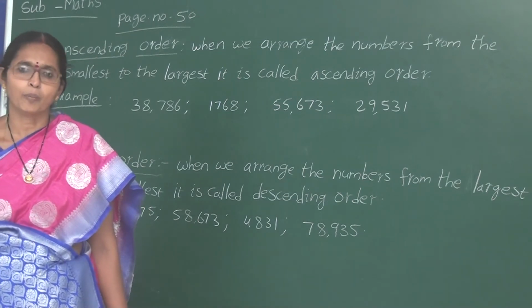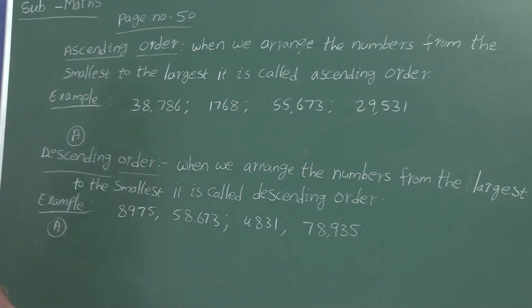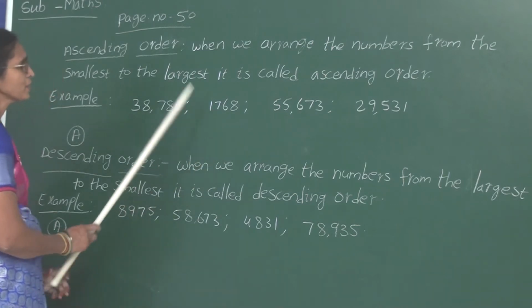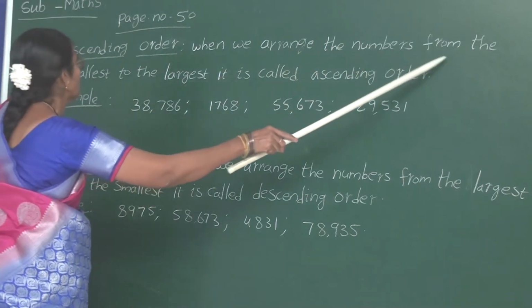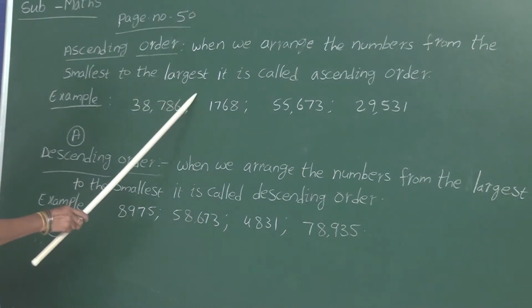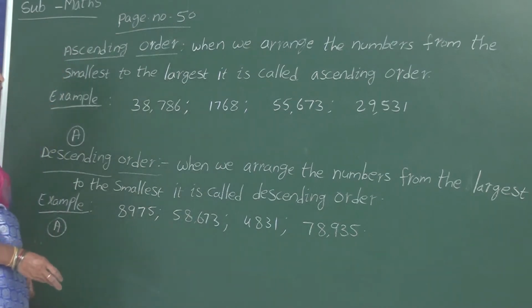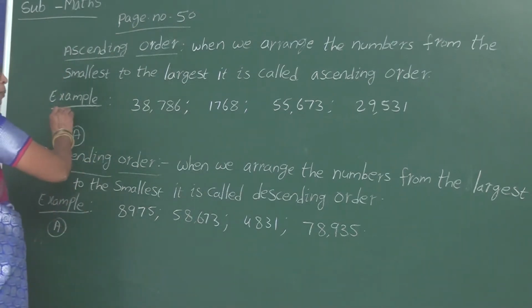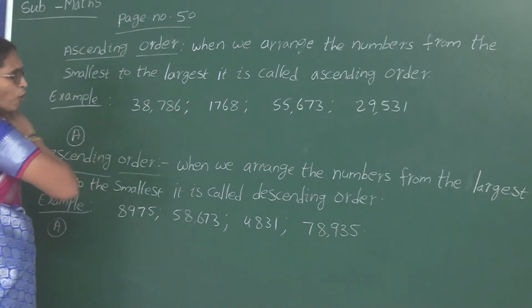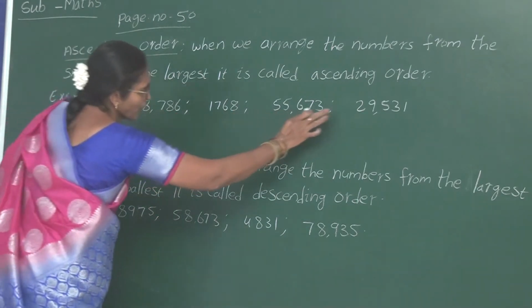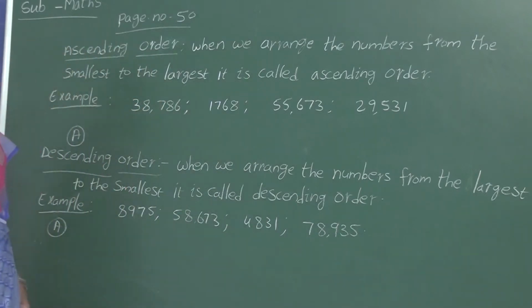Let us see one example. See it. Ascending order. Ascending order means when we arrange the numbers from the smallest to largest. So first we want to select the smallest. Here one example is given. In this example, 4 numbers are given. These 4 numbers we want to arrange in ascending order, means small to big. So how will we find this small to big?